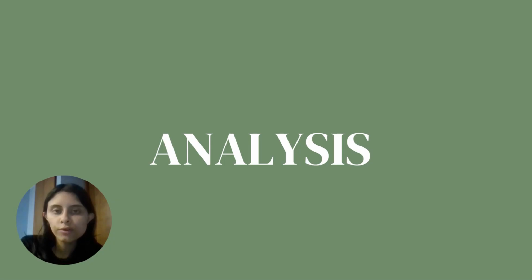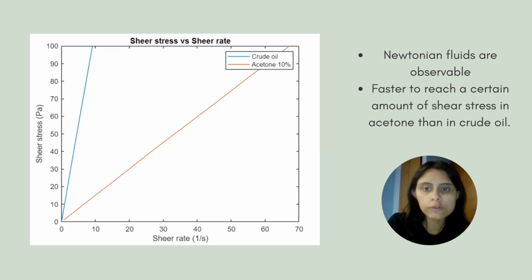Now we will move on into the analysis and discussion. As seen on the graph related to the shear stress versus the shear rate, the fluids we are working with are Newtonian. This is because their behavior is linear. This means that their viscosity is constant and will only be affected by temperature. It is also evident that through the addition of acetone at 10%, the viscosity did decrease.